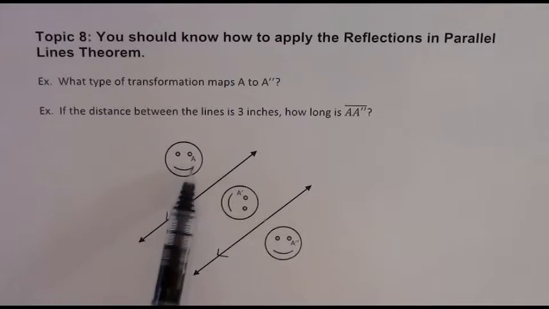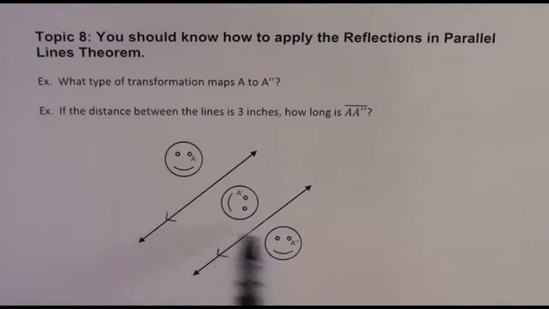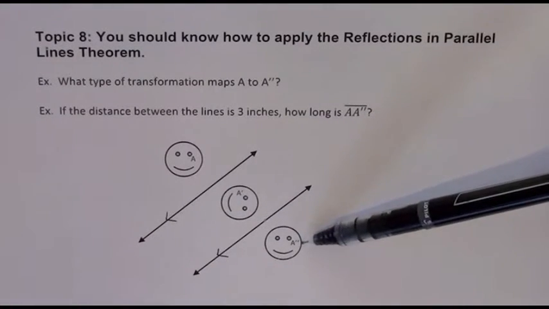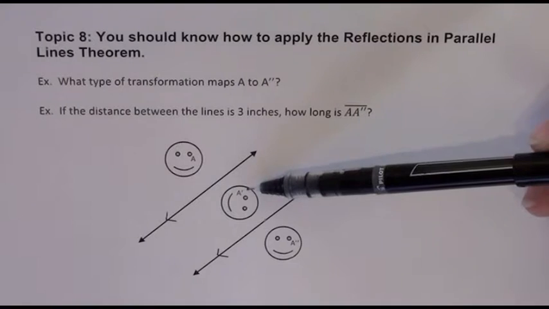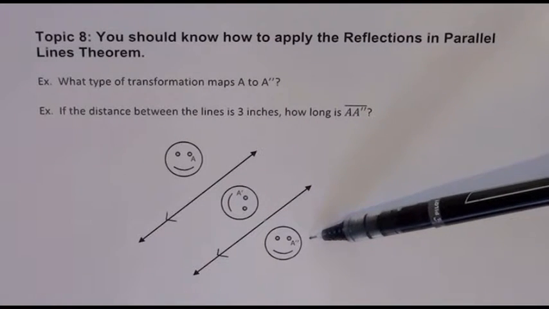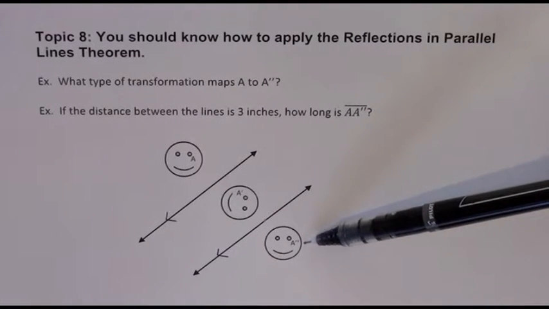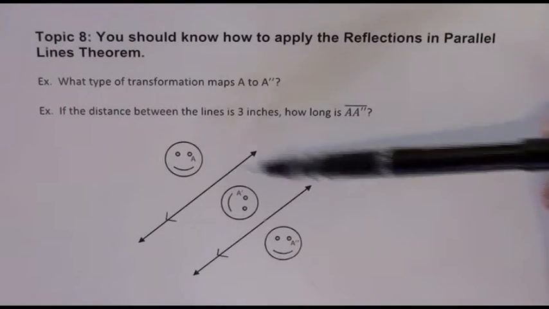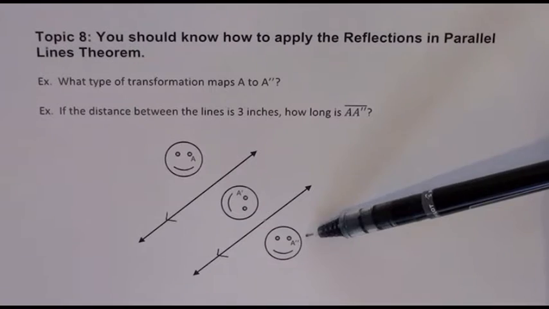See, the smiley face kind of goes from a right side up smiley face to a sideways smiley face. And then it's reflected across the second line. So it goes from A to A prime, and then from A prime to A double prime. And what do you notice between or about the first smiley face and the second smiley face?